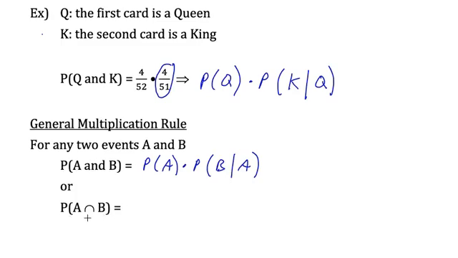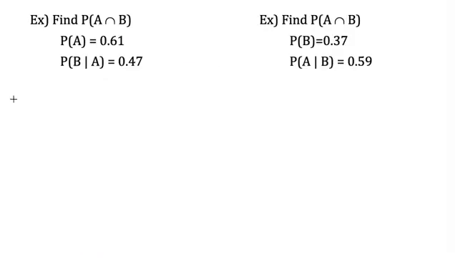Now, be on the lookout for this type of notation. It means the same thing. That upside down capital U, that's the intersection symbol, and it just means and. So the probability of A and B equals the probability of A times the probability of B given that A has happened, or given A. Okay, let's try it out. You were given some information. We're looking for the probability of A and B.